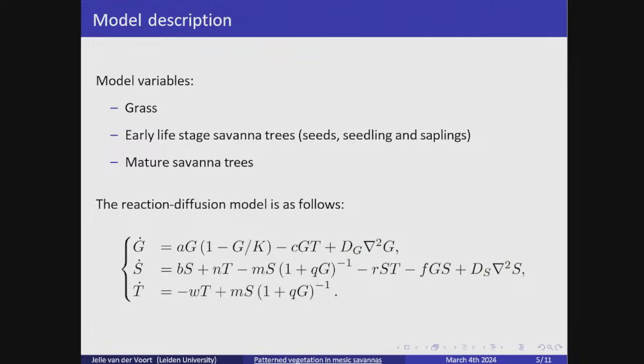I'm a mathematician, I like equations, but in this presentation I will not go into much detail on the model itself, but feel free to contact me during the conference. For now it's important that it's a reaction diffusion model, and the key model variables are grass and savanna trees, where we have pooled the savanna trees into early life stage savanna trees and mature savanna trees.